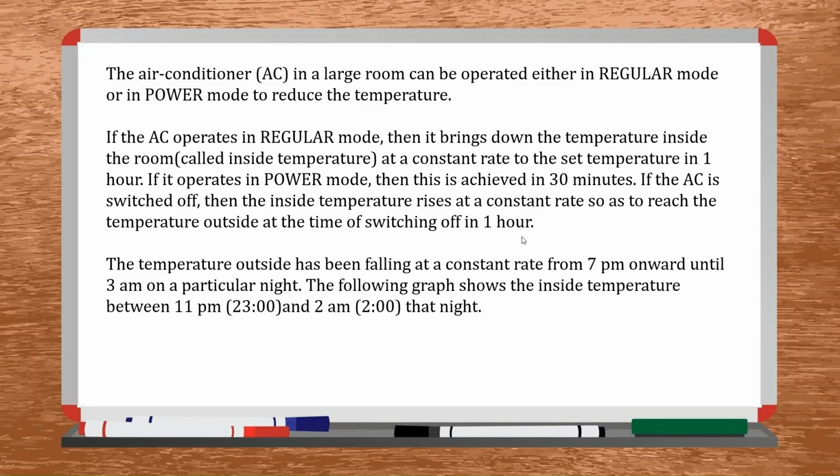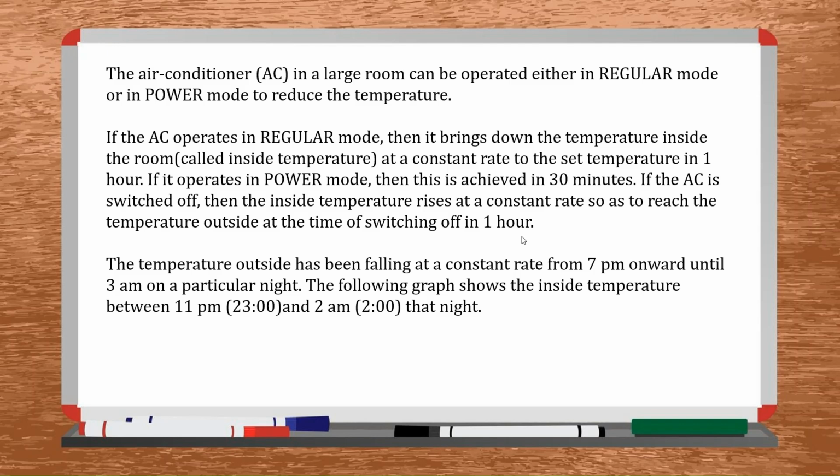The air conditioner in a large room can be operated either in regular mode or in power mode to reduce the temperature. If the AC operates in regular mode, then it brings down the temperature inside the room, which we will be calling the inside temperature, at a constant rate to the set temperature in 1 hour. If it operates in power mode, then this is achieved in 30 minutes. If the AC is switched off, then the inside temperature rises at a constant rate so as to reach the temperature outside at the time of switching off in 1 hour.